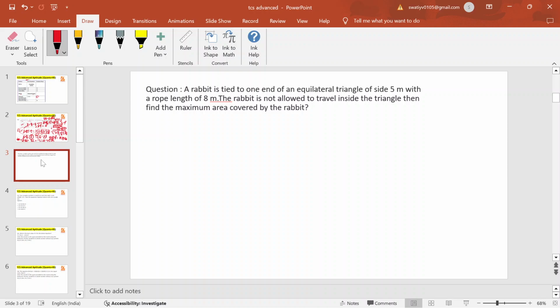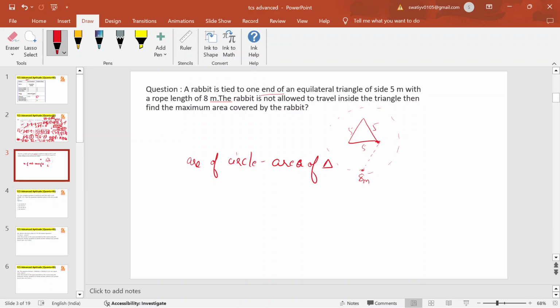So what question number 2 says: a rabbit is tied to one end of an equilateral triangle of side 5 meters. So I hope this is clear that all three sides will be equal, with a rope of length 8 meters. Now the rabbit is not allowed to travel inside the triangle, then find the maximum area covered by the rabbit. So the maximum area covered by this rabbit will be area of circle minus area of triangle, because the rabbit is not allowed to come inside the triangle.